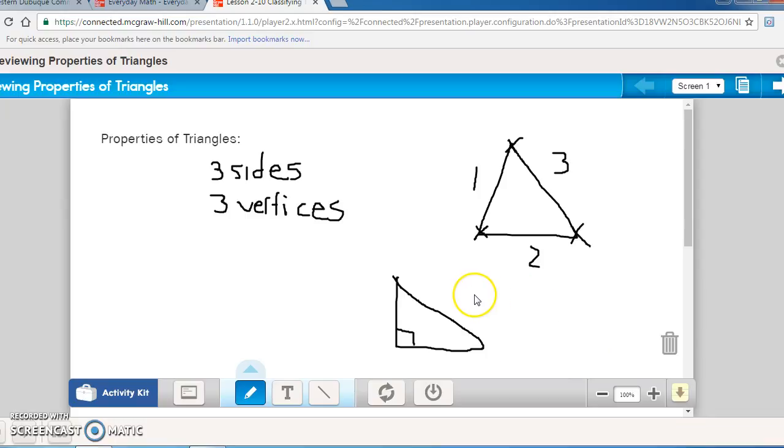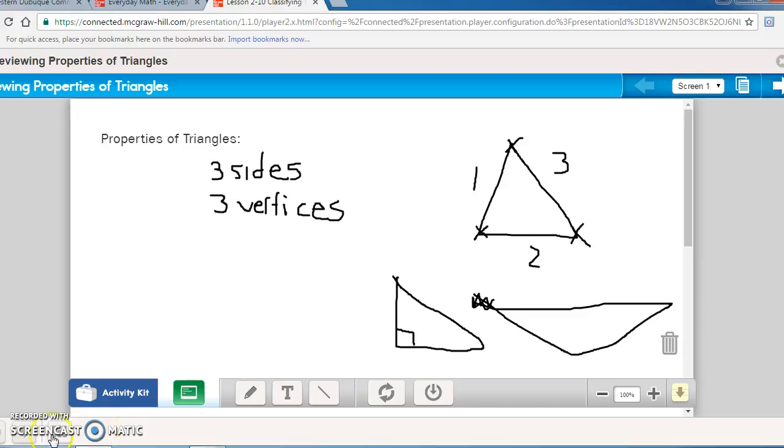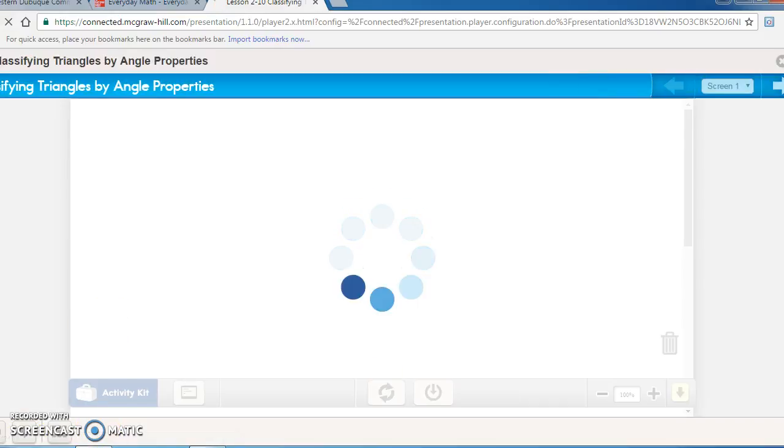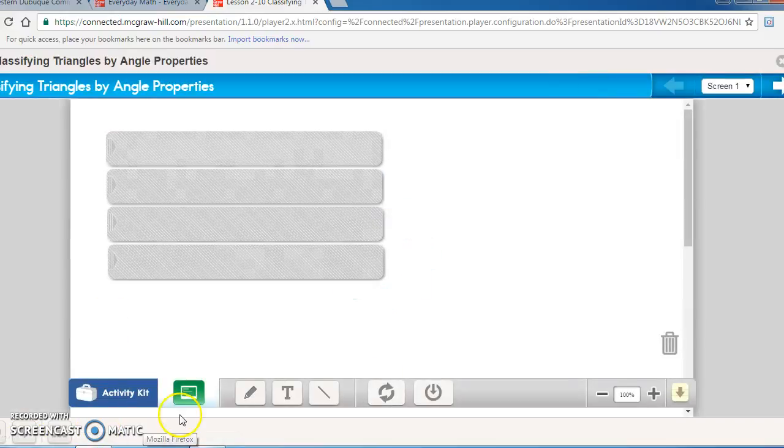Or I could draw a triangle that's very opened up. That's an obtuse triangle. Remember, you should not have any extensions beyond your triangle. All 3 sides should be straight and they should be connected. And you should know that there are different types of triangles. So let's take a look at some of these.